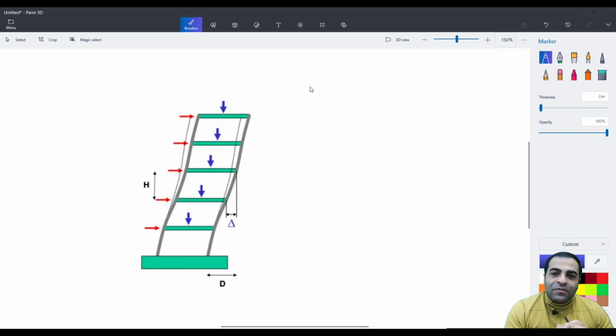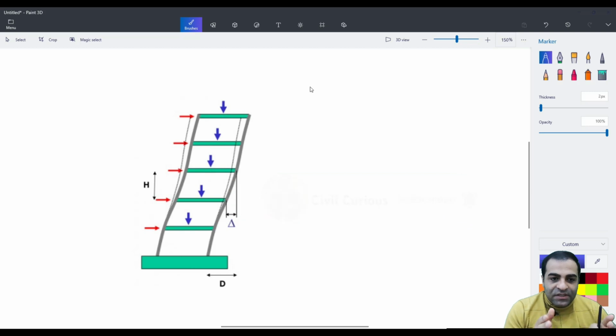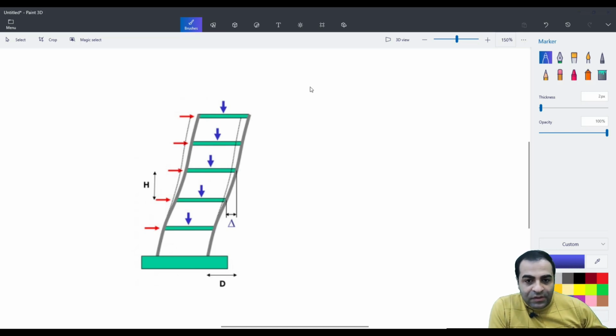In this tutorial I'm going to talk about the story drift and what story drift really is. As you can see, this is our structure after earthquake and these are the deformations. We have two deformations or displacements of our story. For example, this is our story 2 or second story.